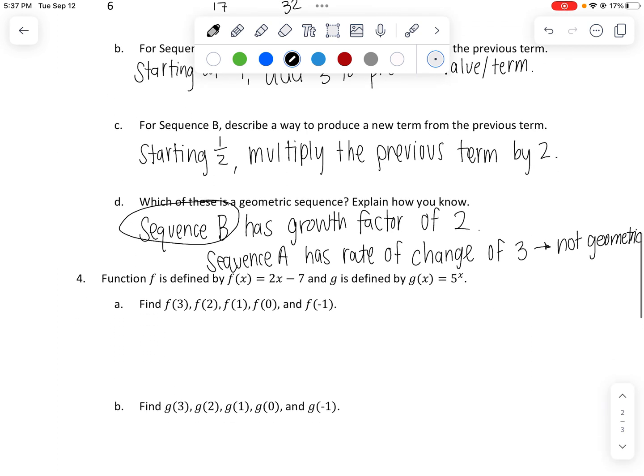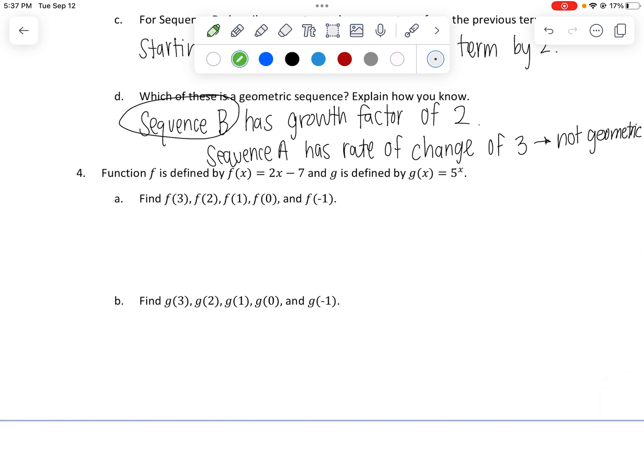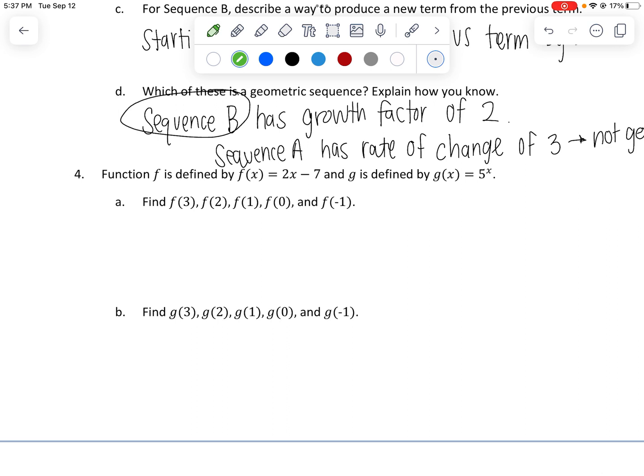Okay, number 4. I'm going to do the first couple terms of each one, but then you can finish it out. So f of 3, we would take the function f of x, do 2, replace the x with a 3, minus 7. Make sure you do your multiplication, or in the next one you'll have exponents, before you add and subtract things. So this is 6 minus 7, which is a -1.